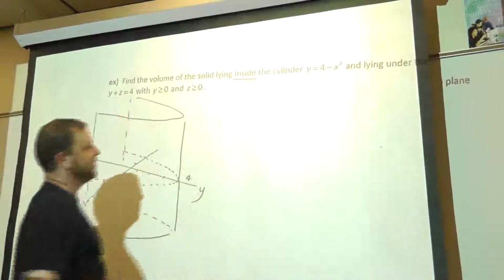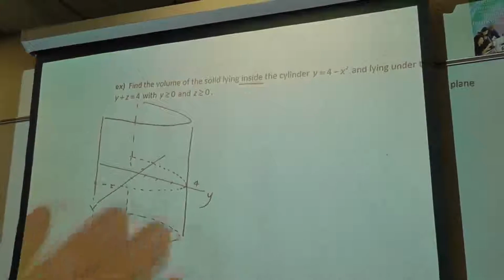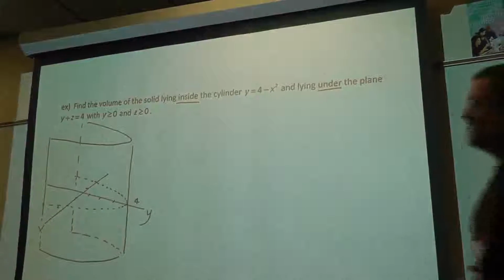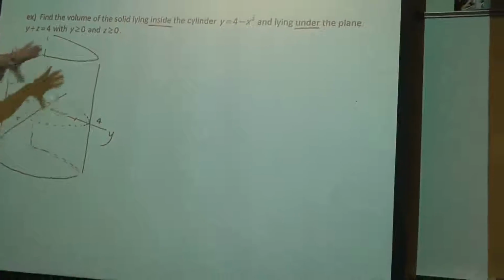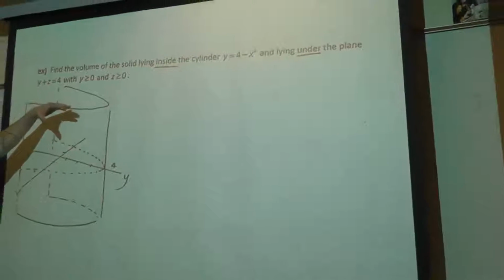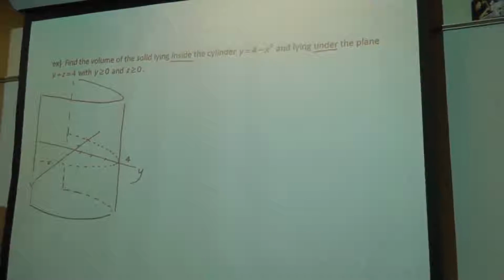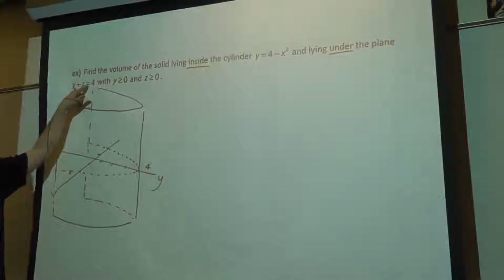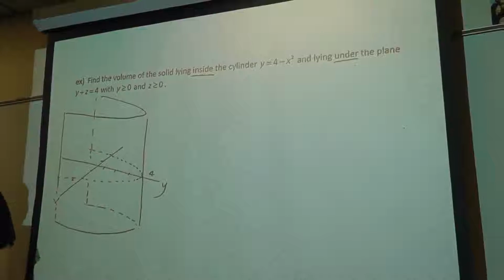So you're inside the cylinder, and you're lying under, another preposition that helps us fix our positioning in space, the plane y plus z equals 4. So y plus z equals 4 is a plane up here somewhere. The reason I know it's up here is because our region lies underneath it. It's not a flat plane, it's a tilted plane because it's got y's and z's in it. So it'll cut into that as some kind of tilt.